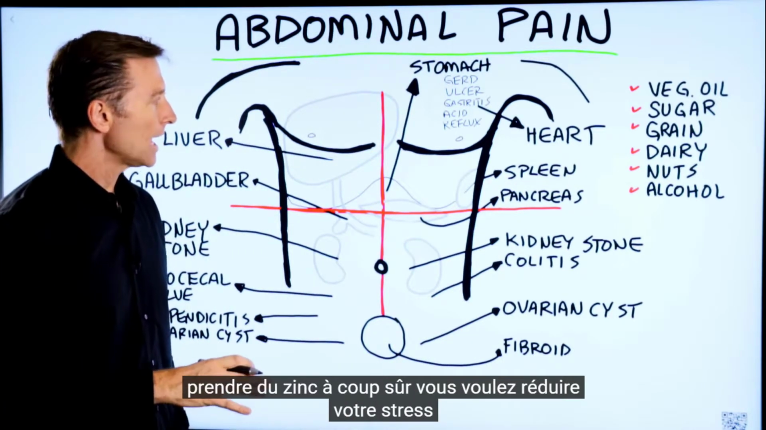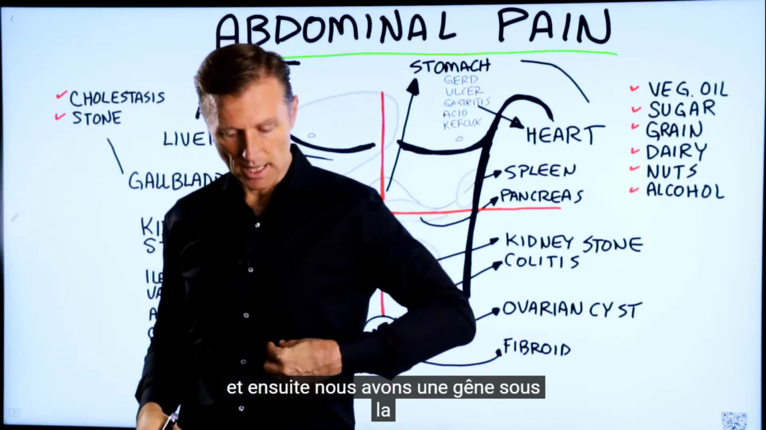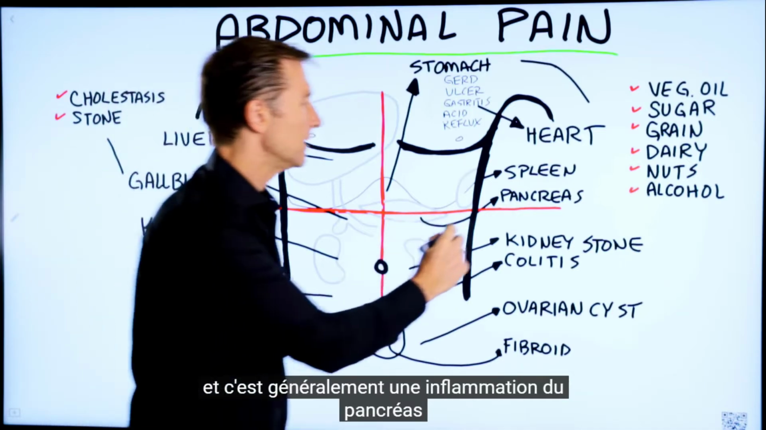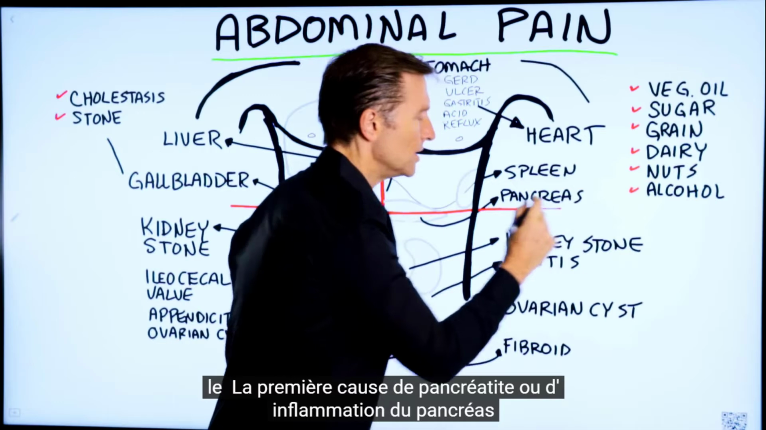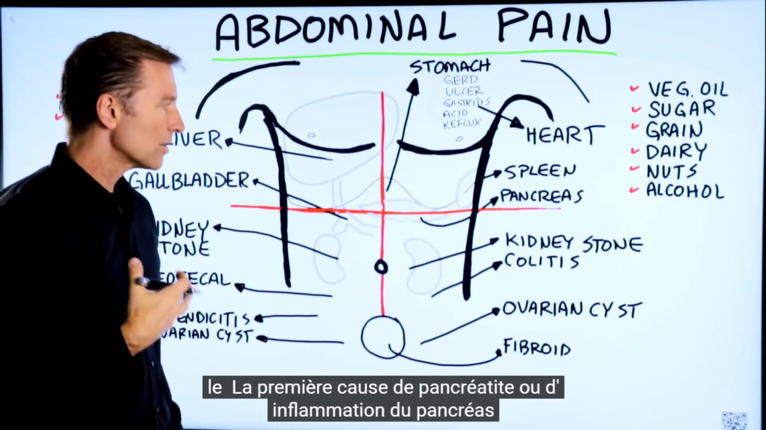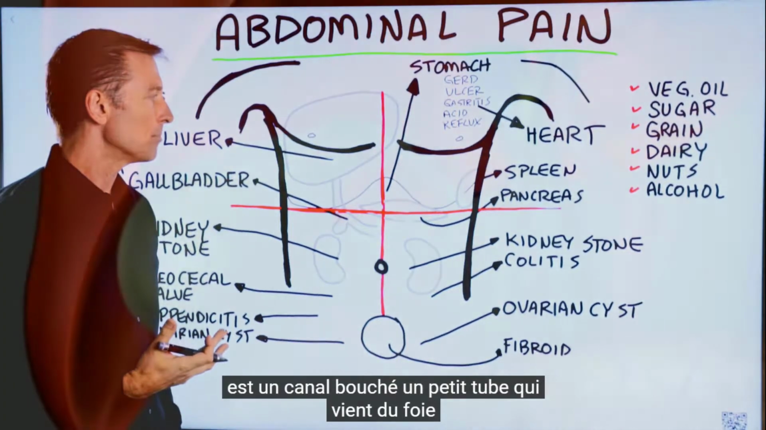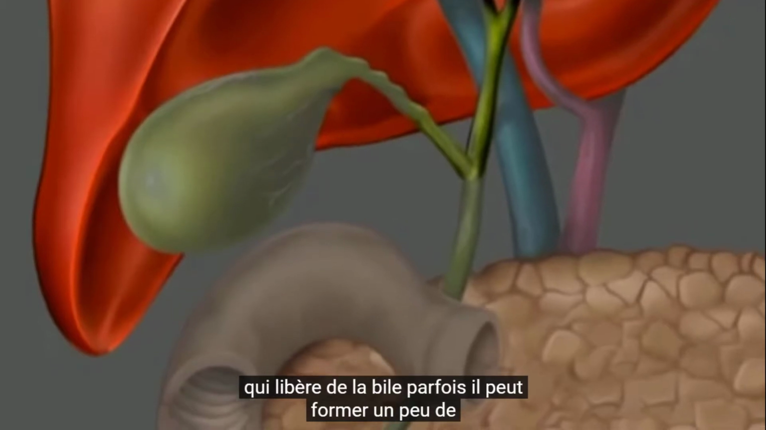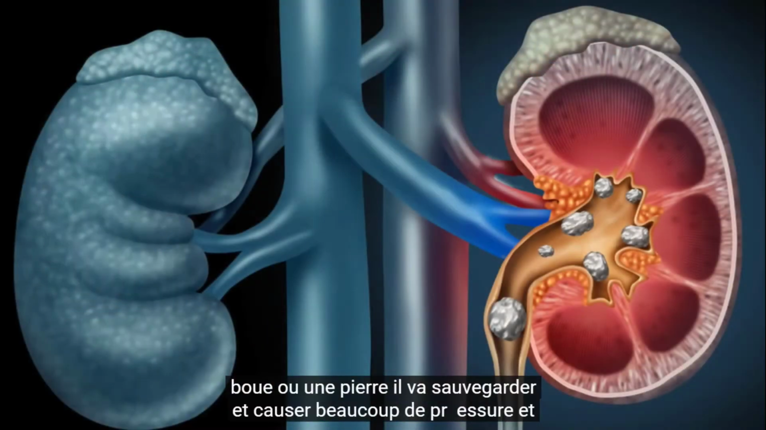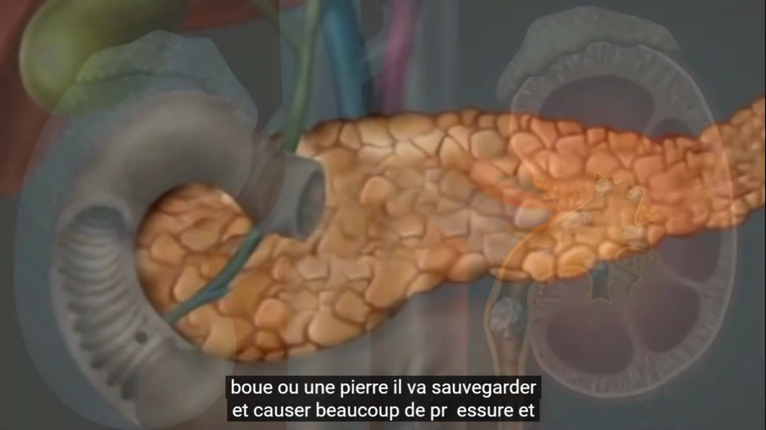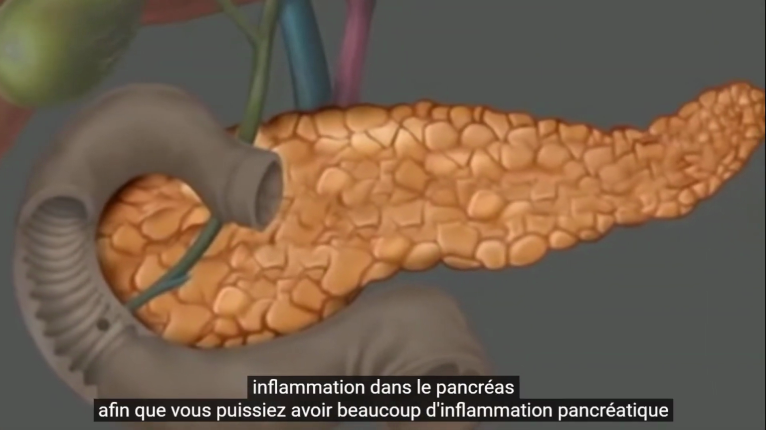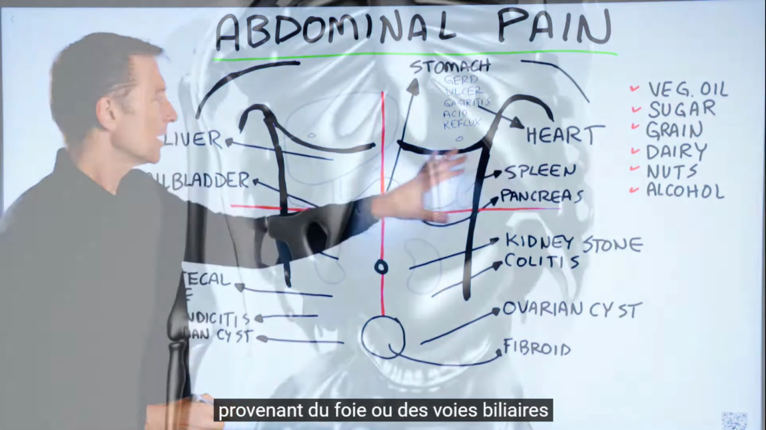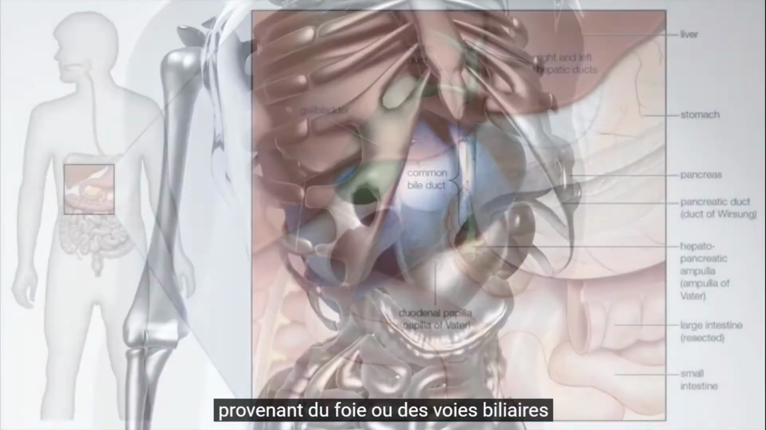And then we have discomfort underneath the left rib cage right here, which could extend a little lower down here. And that's usually inflammation of the pancreas. The number one cause of pancreatitis or inflammation of the pancreas is a blocked duct, a little tube that comes from the liver that releases bile. Sometimes it might form a little sludge or a stone. It will back up and cause a lot of pressure and inflammation into the pancreas. So you can have a lot of pancreatic inflammation coming from the liver or the bile ducts themselves.